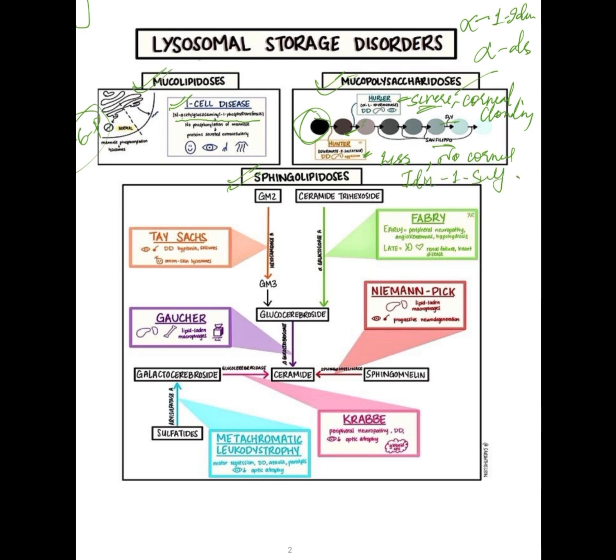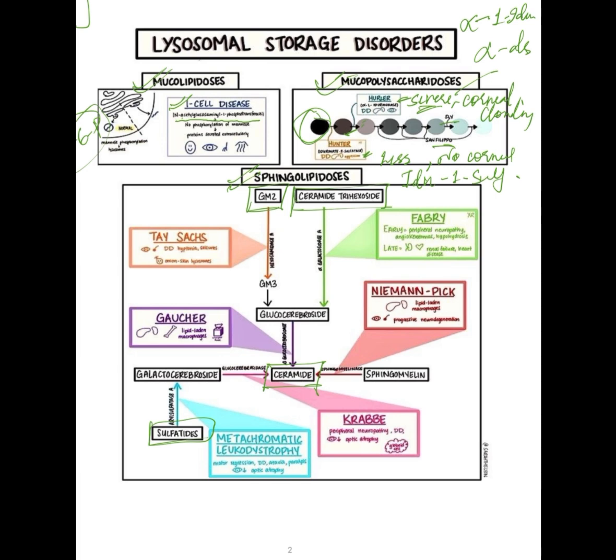Okay, moving on to the sphingolipidoses. Remember that the goal in life is to buy ceramide toiletries, basically. So your wash basins and other things which are made up of ceramic, that should be lavish in your life. So basically the goal here is to form ceramide from all these pathways.